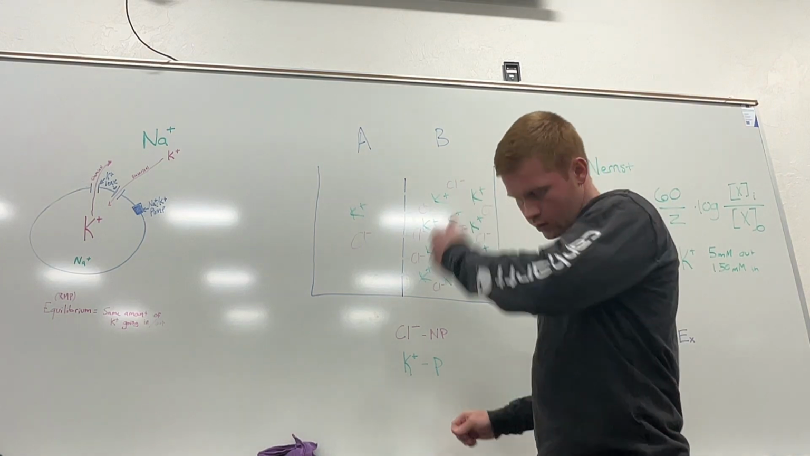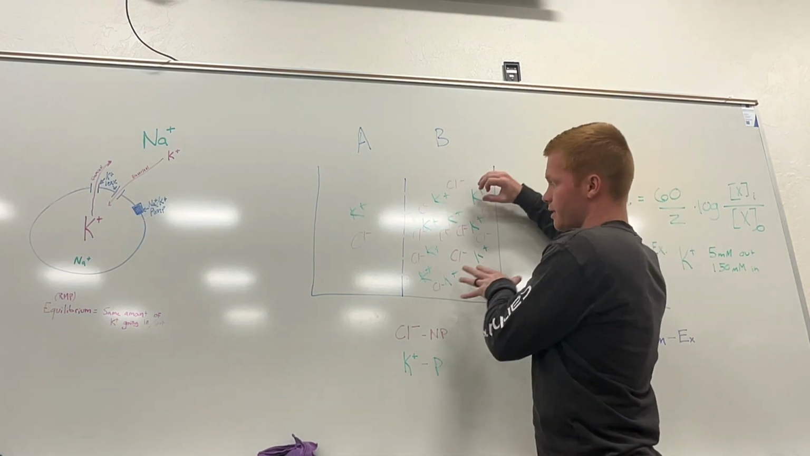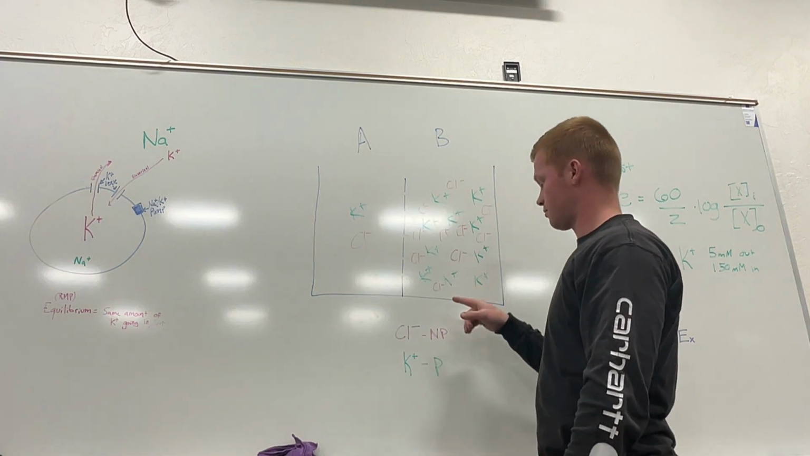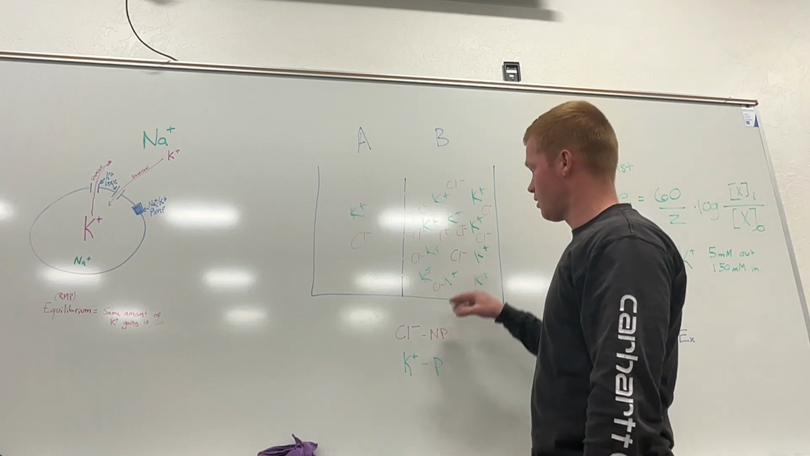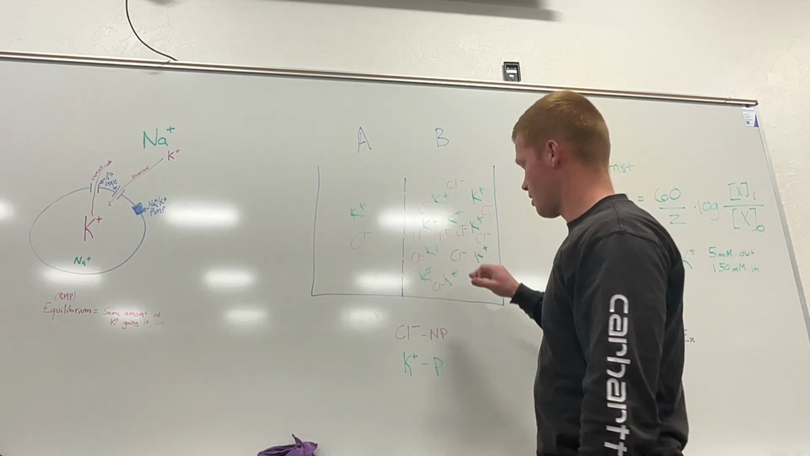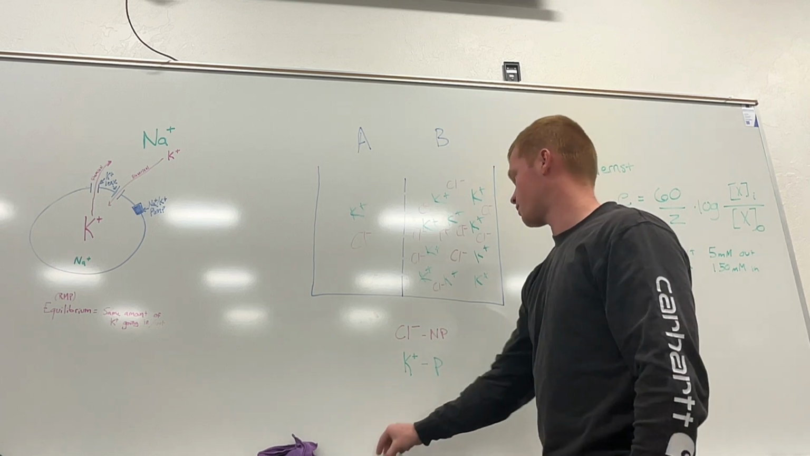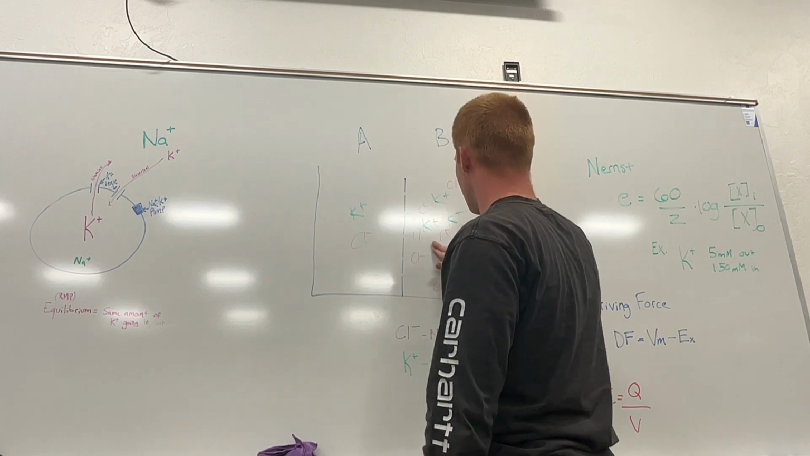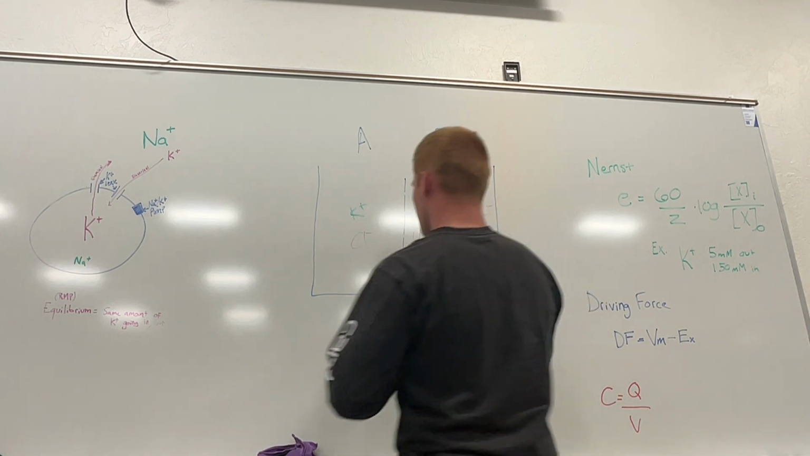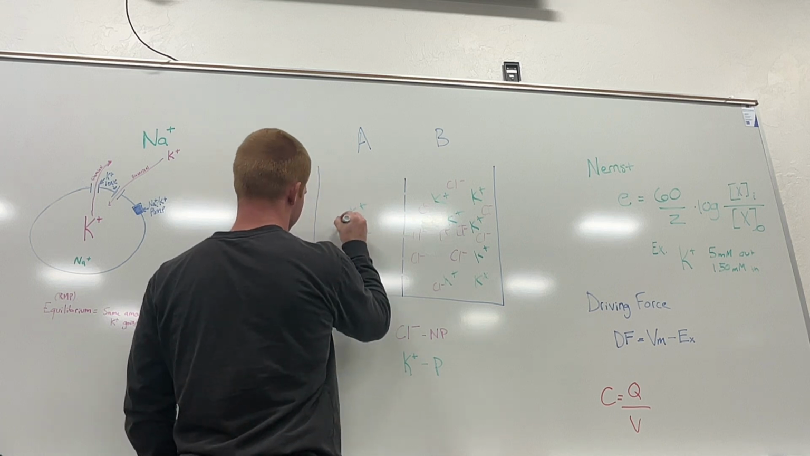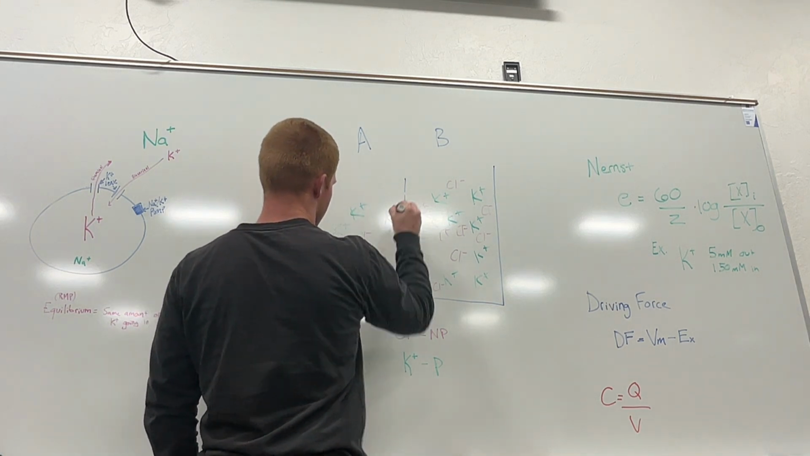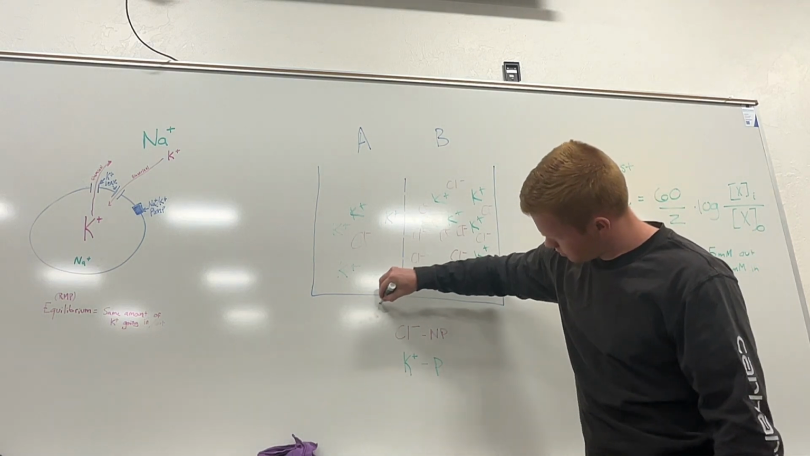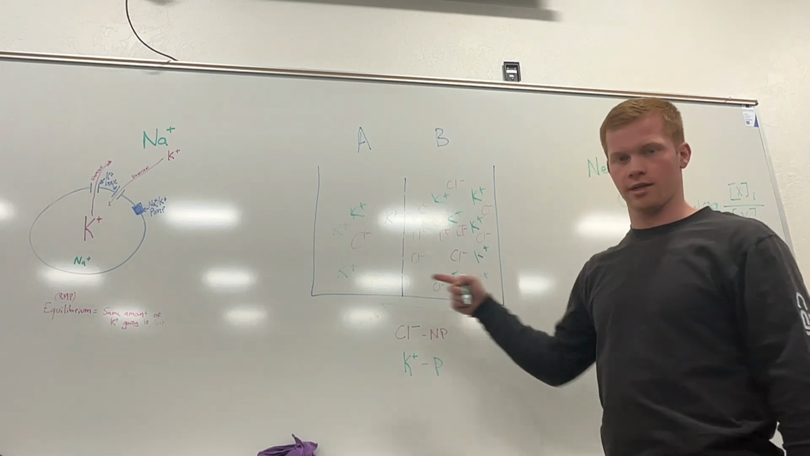So with this being the case, potassium is going to want to move down its concentration gradient to side A. But chloride's not permeable, so it's not going to be able to go through the membrane. But potassium is, so it's going to move down its concentration gradient, and we're going to start to see a few potassiums move down to this side. It's moving down its concentration gradient that way.